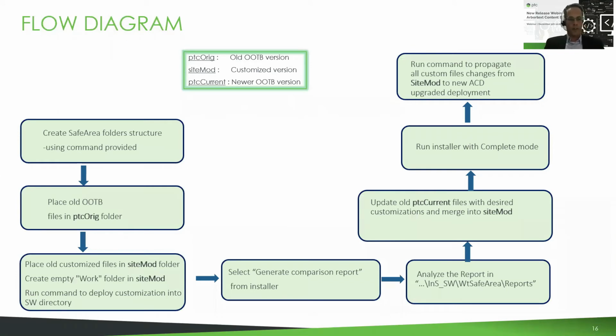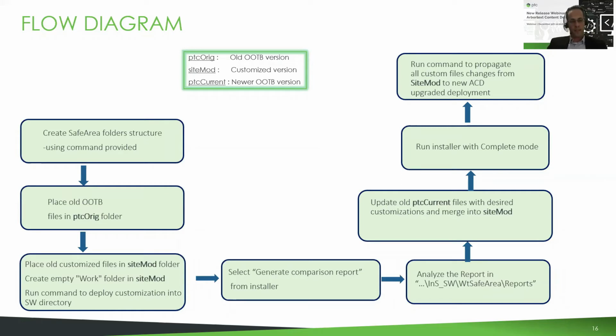In terms of the process you need to follow, the first thing you need to do is to create a safe area folder structure. There is a command that we are exposing to allow you to automatically do that. Once that's done, you need to place the old out-of-the-box files, typically the SW folder and downwards, into the PTC orig folder that I just mentioned earlier. You need to place the old customized version, basically the currently deployed version that you have, in the site mode folder, again with the SW and onwards, and also create an empty work folder under it. Once that's done, you need to run a command to deploy the customizations into the software directory. And I will go through in more detail on what that means in a second.